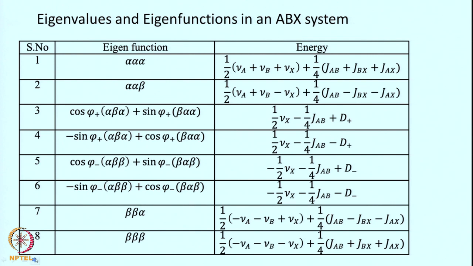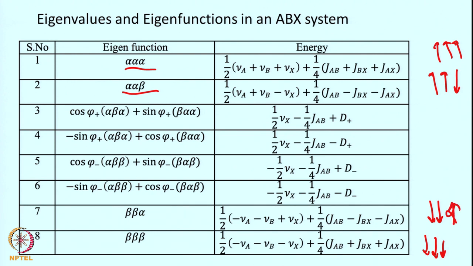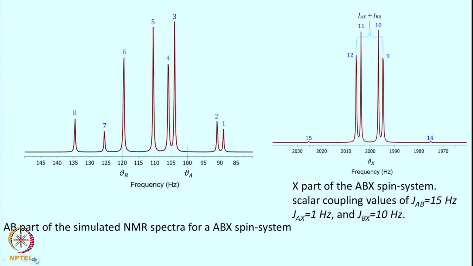Next we can look at the ABX system. ABX means A and B are strongly coupled, but they are weakly coupled to X. One can write the energy function for each of these states: alpha alpha alpha is something like this, and alpha alpha beta is something like this, and as you go down, beta beta beta is like this, beta beta alpha is like this, and the intermediates are all mixed states because of the coupling constant. In that case, the spectrum will come out to be something like this.